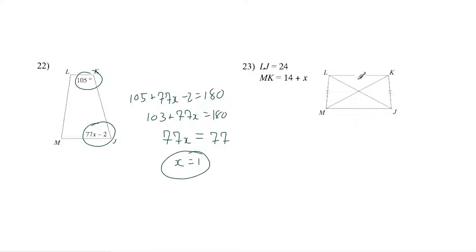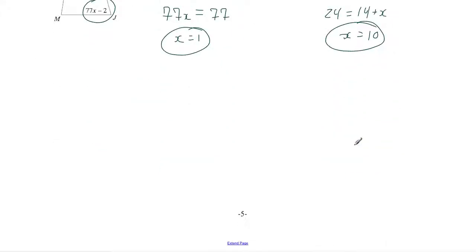Now here we have these diagonals. And so if LJ is 24 and MK is 14 plus x, remember these two diagonals are actually congruent inside of this trapezoid. So 24 will equal 14 plus x. So x is just going to equal 10. And I think that's the last page, and it is.